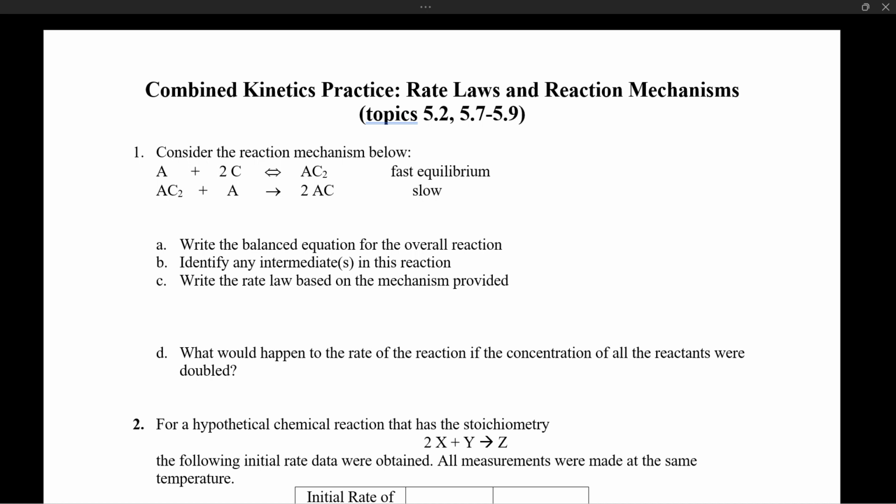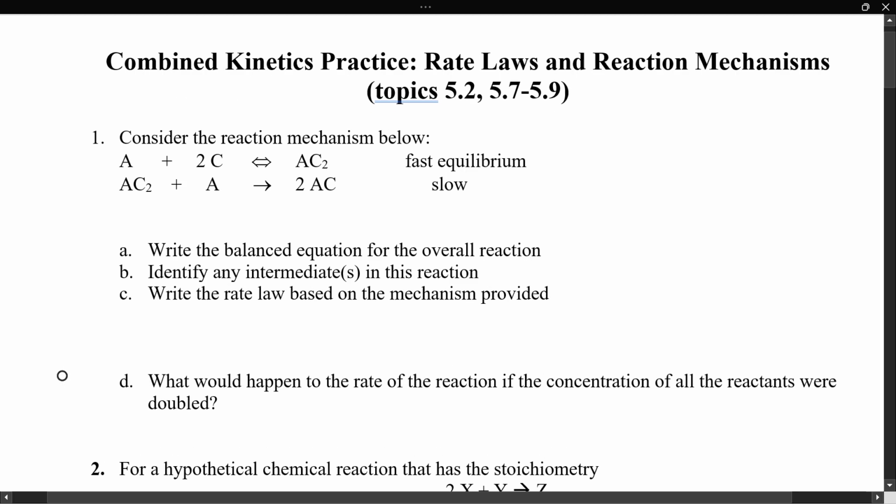All right, welcome. In this problem, we're going to take a look at a reaction mechanism where the second step is the slow step. And we got some questions here. So we got a mechanism. Notice the first step is fast, the second step is slow. The first question asks us to write the balanced equation for the overall reaction.